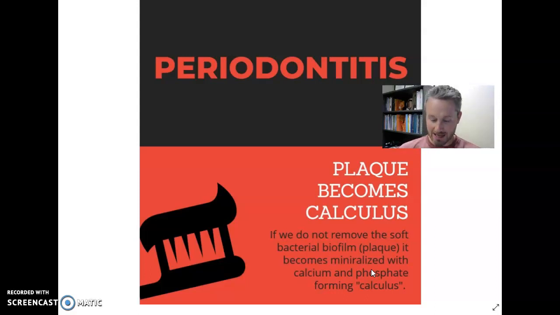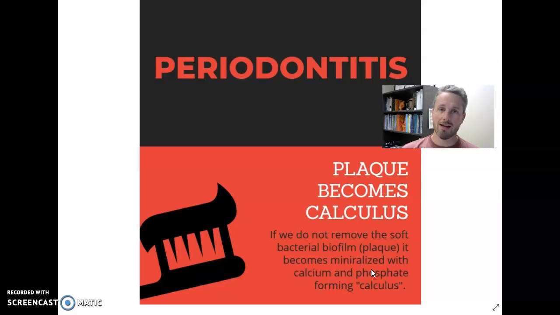What I remember about calculus is I actually think back to my own college classes, and I remember calculus being hard. Well, that's true about this form of calculus in the mouth as well. So plaque that becomes calculus is a really hardened form of plaque. In fact, it's so hard that you could never ever remove calculus from your tooth with a toothbrush.